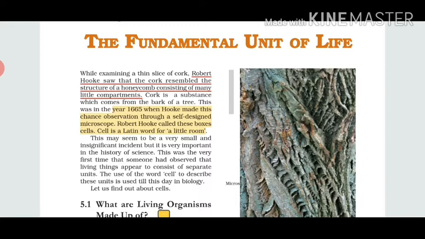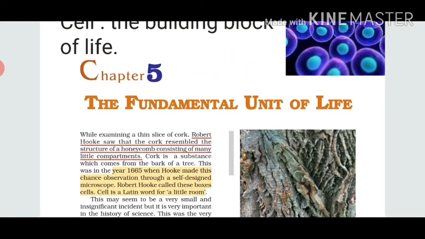So, myself Neeraj, and let us start with chapter number 5, class ninth, Biology, the fundamental unit of life, the cell. Let us start with the introduction of the cell.